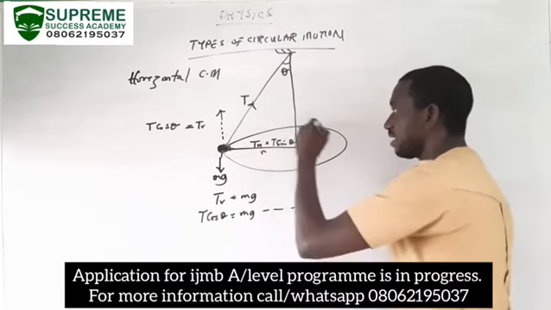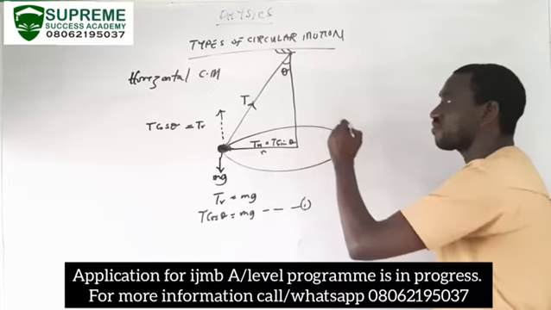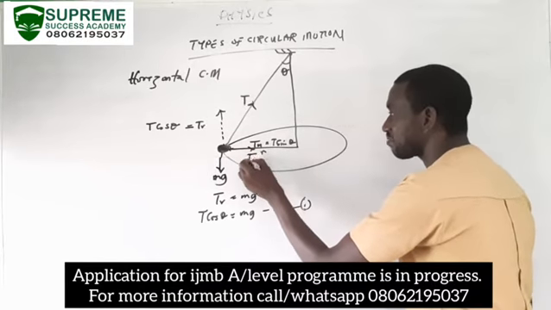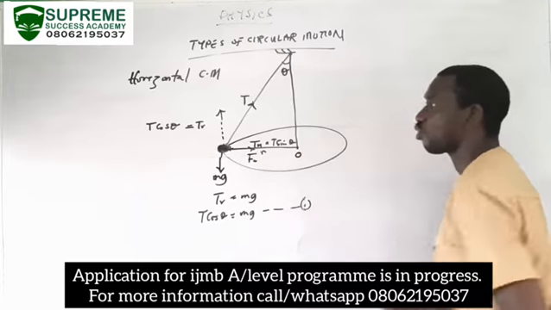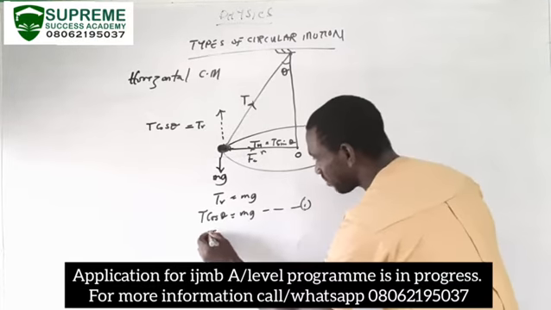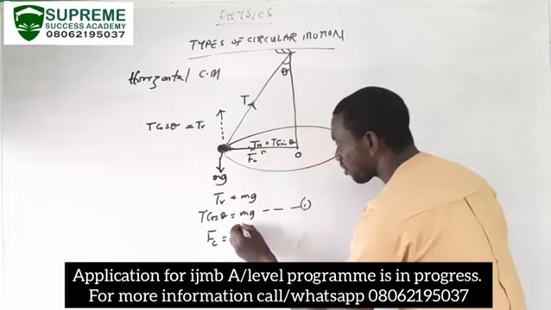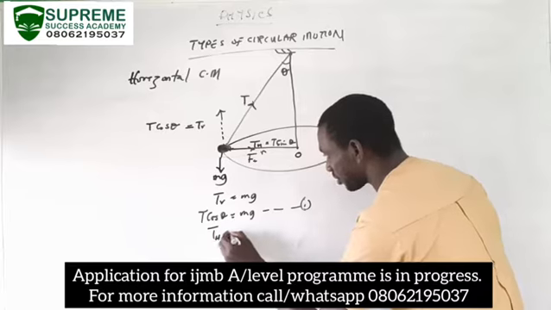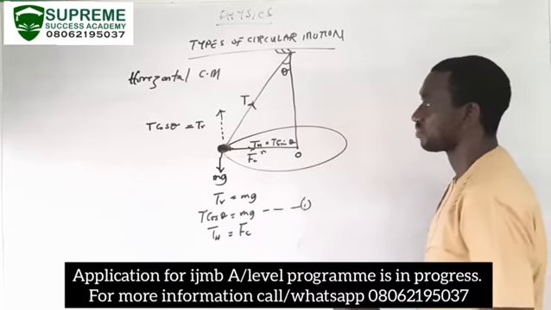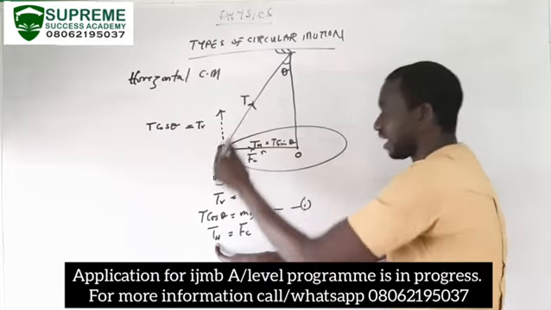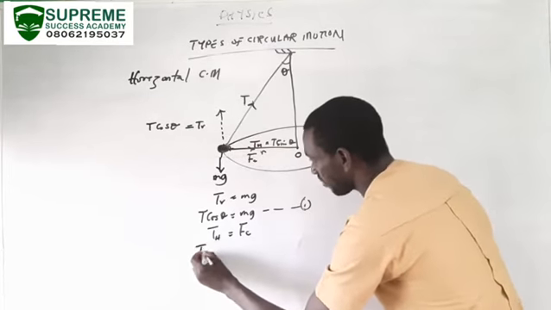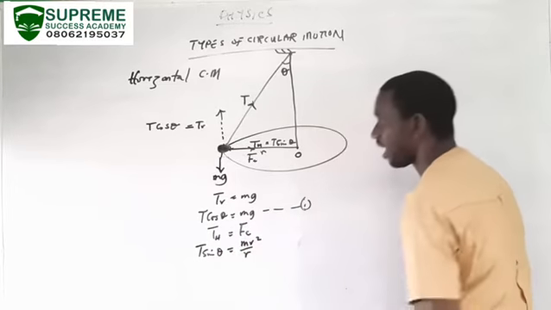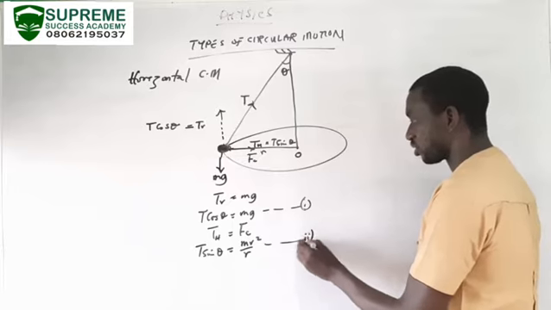Then, look at this. It's moving in a horizontal circular motion. There is a centripetal force pulling the object towards the center of the circle. That centripetal force Fc is also equivalent to the horizontal tension, or we say the horizontal tension is equal to centripetal force. And your horizontal component of the tension is given by T sin theta, and your Fc is given by mv squared over r. Call it equation 2.